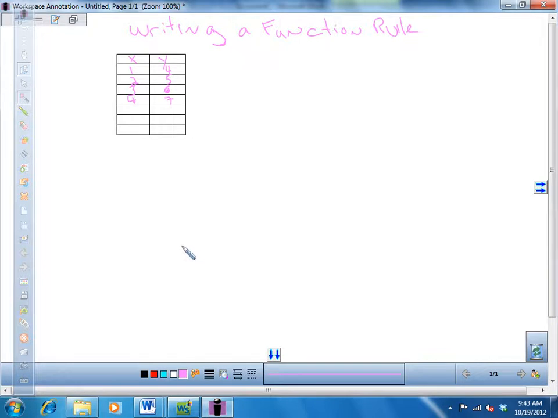Very good. Nick said add 3. So you look at x, you look at y. What can I do to x to make it into y? I could have said, well, maybe it's multiplied by 4, but then you check out this one. No. I'm not multiplying by 4. Nick said I'm adding 3, and that is absolutely correct. So the rule is y equals x plus 3. Or better yet, f of x equals x plus 3.